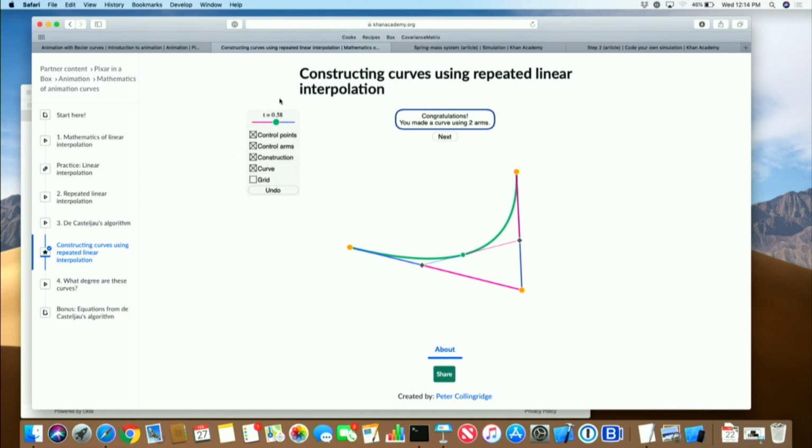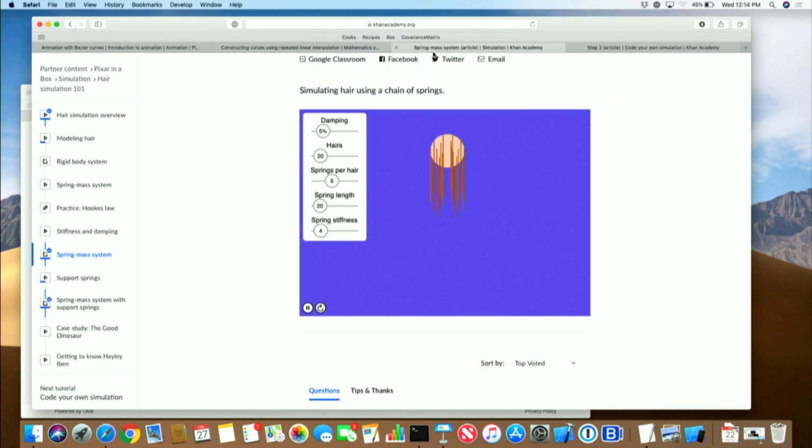And so we walk them through what's known as de Casteljau's algorithm for constructing Bezier curves. And there's a bunch of interactive elements and exercises that help them experiment with how this algorithm works. And by the end of this lesson, these high school students really understand cubic polynomial curves and how they're used to create animation.